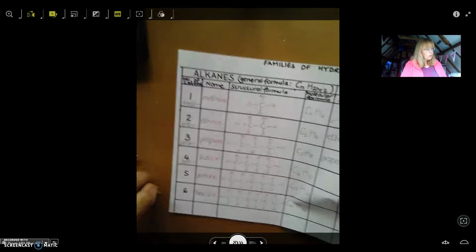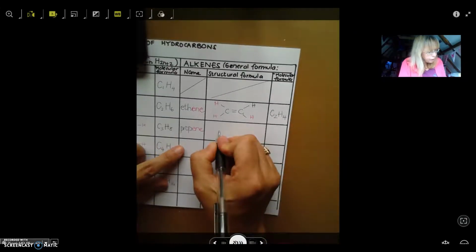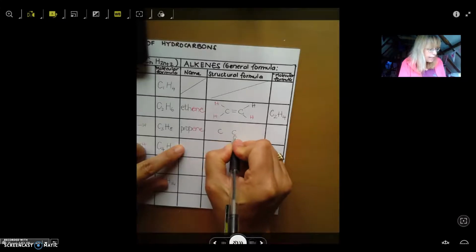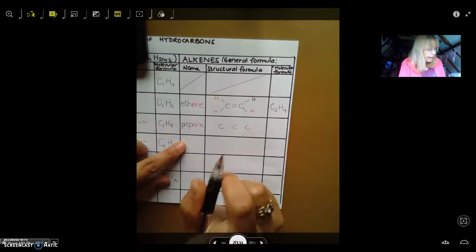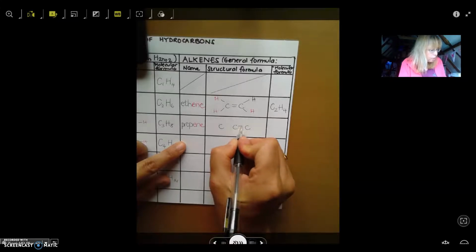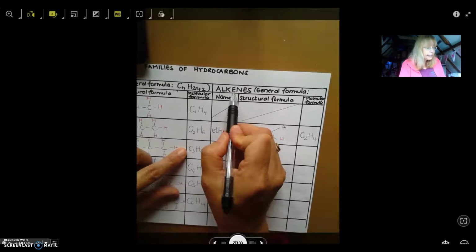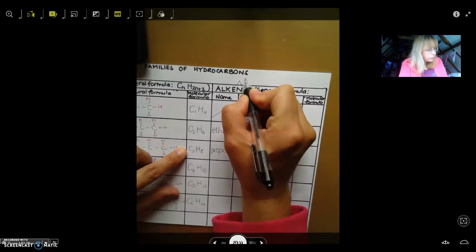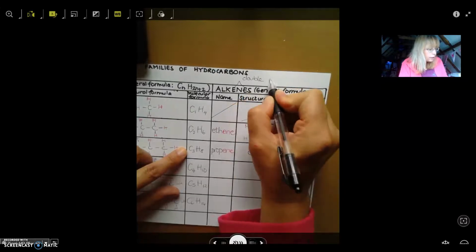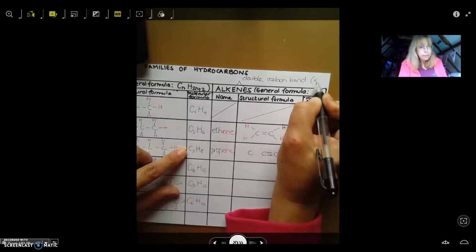So for propene, I'm going to draw my 3 carbon atoms somewhere. Because it's an alkene, I have to have a double bond. Now if you look at the word alkene, there's 2 E's over there, E and E, and that reminds me that I have a double carbon bond, but only one of them.